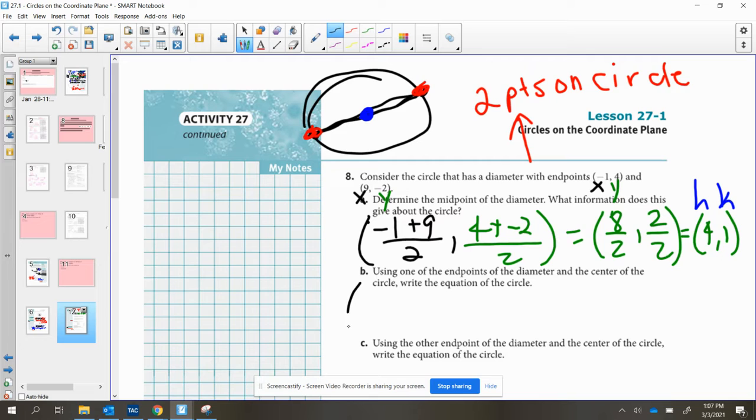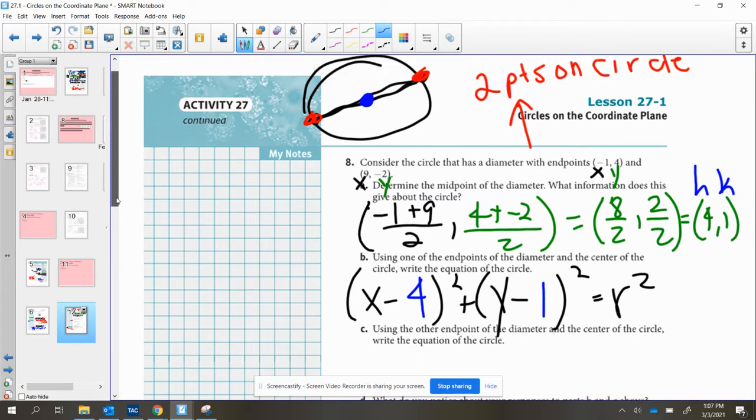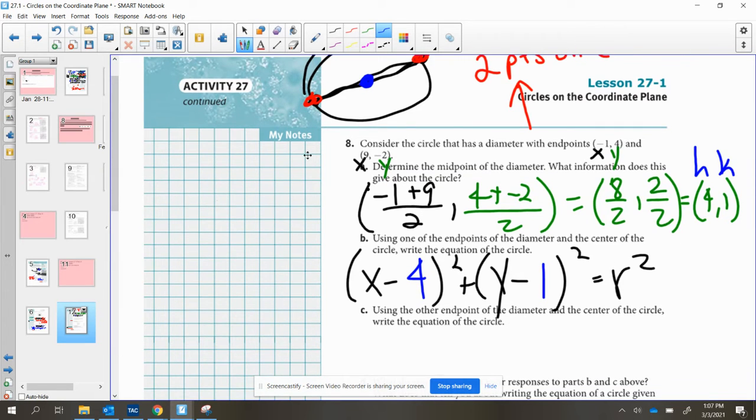And just like yesterday, we can plug those values into our standard equation of a circle to help us figure out r squared, because now we do have h and k to use. Now, just like yesterday, we need to figure out what that r squared value is. So that's where these endpoints of the diameter come into play, because remember, they're 2 points on the circle. So we can use either one, whatever one you want, and plug them in for x and y, and that would allow us to figure out what r squared is.